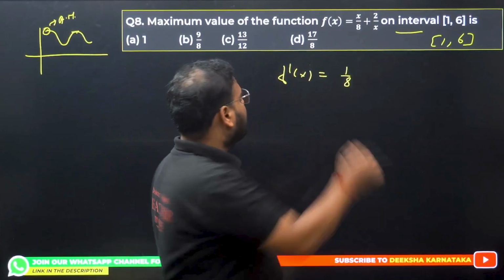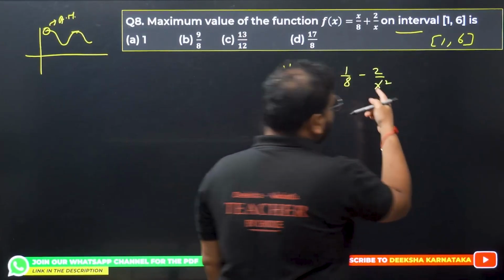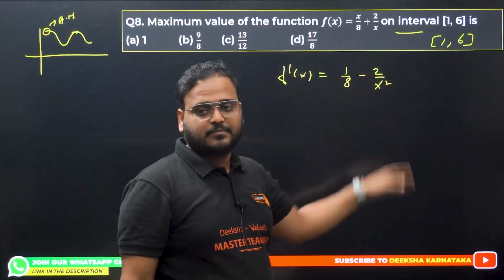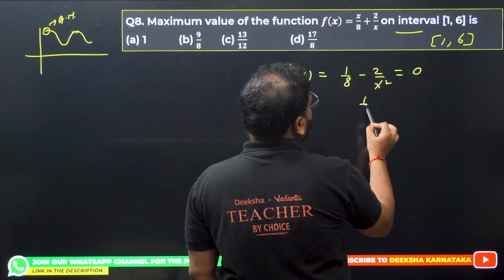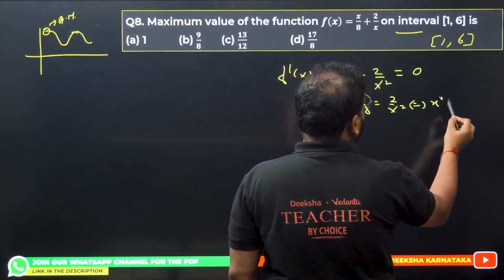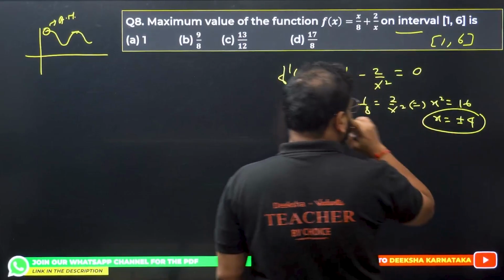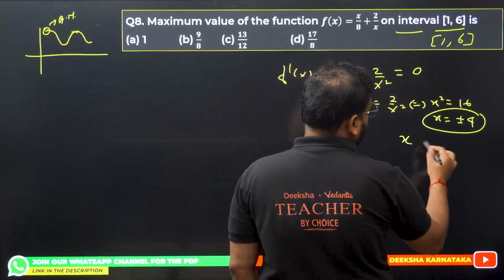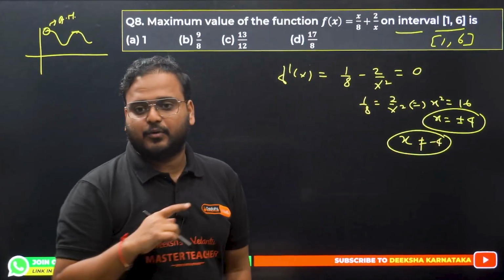I'll show you. Find this, I get 1 by 8 and I get minus 2 by x square. That's why I find the derivative of 1 by x, 2 is a constant. Derivative of 1 by x is minus 1 by x square, okay? Put it equal to 0, I get 1 by 8 equals 2 by x square. From here I'm getting x square equals 16. I get x value as plus minus 4, but I'm looking for 1 to 6, so x cannot be equal to minus 4, okay? I have the interval defined to us, 1 to 6.